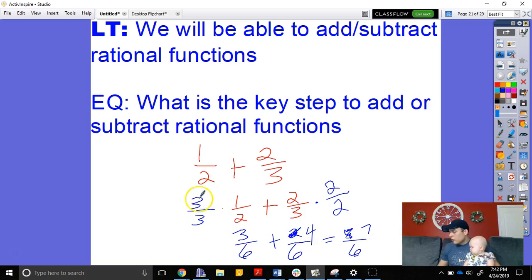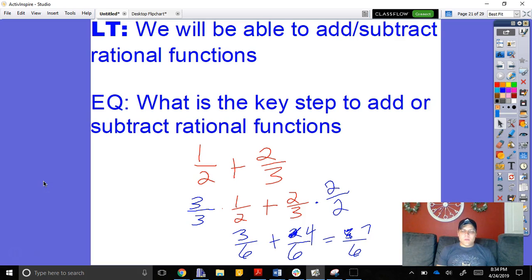So I do 3 times 1, which is 3, 3 times 2, which is 6, 2 times 2, which is 4, 3 times 2, which is 6. Now that I have a common denominator, I can just add their numerators and keep that common denominator. So 3 plus 4, that's 7. And then we maintain that common denominator of 6. Alright, and that is really the idea that we're going to carry on in doing each one of these problems. Okay, let's go to the next problem.